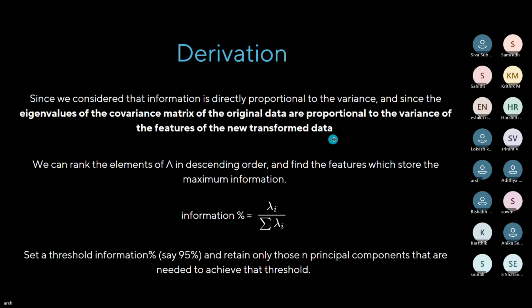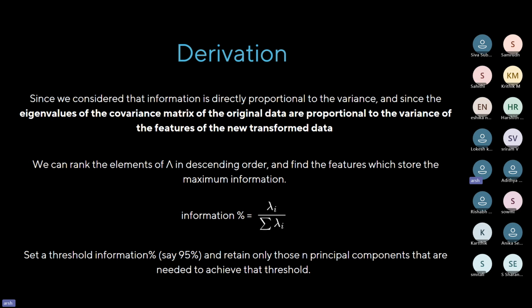So now you rank the elements of capital lambda, that is the eigenvalues of the covariance matrix of the original data that you had, in descending order, which means the highest eigenvalue will correspond to the highest variance, and you find the features which store the maximum information. So you choose the top k features which have the maximum 95% information, and you discard all the other features. So now you have reduced dimensions while storing the maximum information that you want.